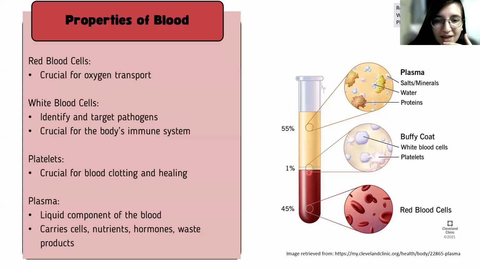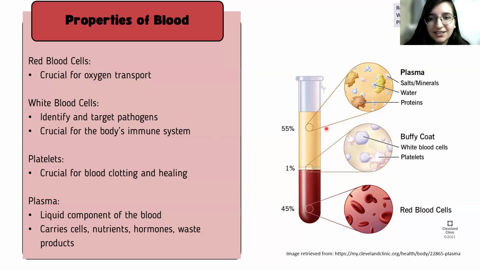And then you see the white blood cells, very few. And you also see the platelets here. So you have less than 1% platelets, but you have a lot of plasma. And plasma is mostly water. Yeah, most of it is actually water. And then you have the red blood cells here, which is 45% of the blood.